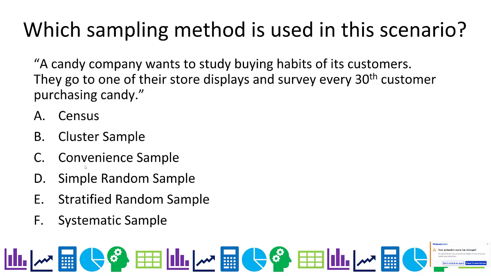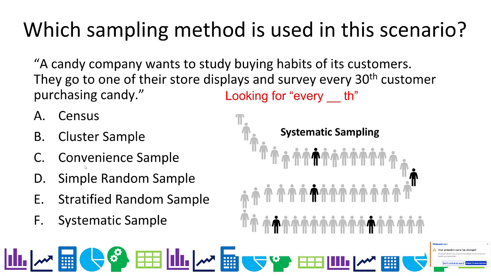Now they go to one of their store displays and survey every 30th customer. So this is the easiest one. You're looking for every whateverth, right? So that is called systematic sampling. And it's pretty much when you have people in a line and you just count off and say, I'm going to do that. Now, where's the random part, you might ask? Well, usually what you should do is randomly pick your starting point.